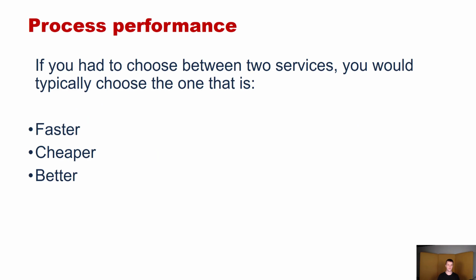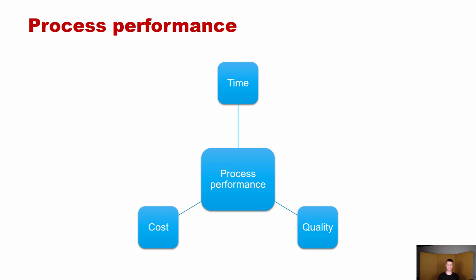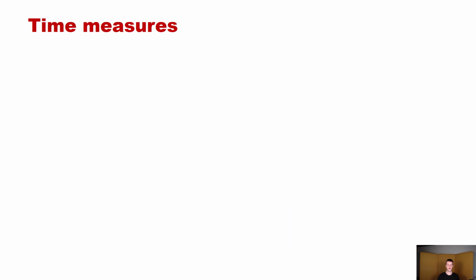As we saw last week, if you had to choose between two services, you would typically choose the one that is faster, cheaper, and better. This naturally leads us to the three dimensions of process performance: time, cost, and quality. In the upcoming slides, I will introduce you to the main performance metrics used for each of those dimensions. Let's begin with time measures.